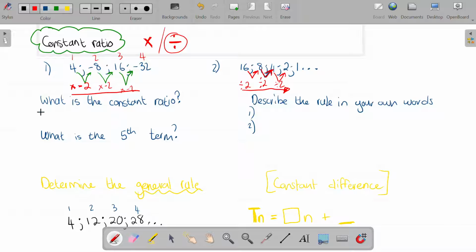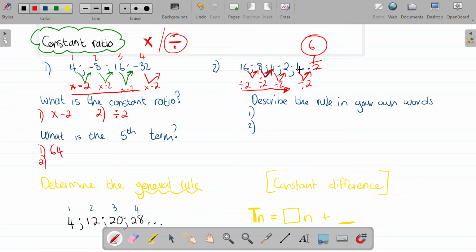So let's go ahead and answer the question. What is the constant ratio? For number 1, our constant ratio would be multiplying by negative 2. And for number 2, my constant ratio would be dividing by 2. If we had to answer the question, what is the fifth term? That's pretty simple. You just go ahead and calculate that. Over here, if we had to times by a negative 2, we would get positive 64. And over here, if we had to divide by 2, we would get a half. So that's 1, 2, 3, 4, 5. Sorry, in this question, obviously it would be the sixth term because there are already 5 terms.